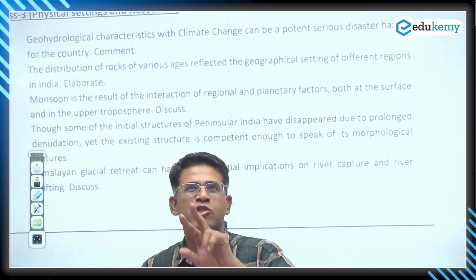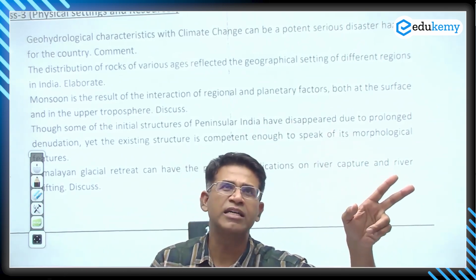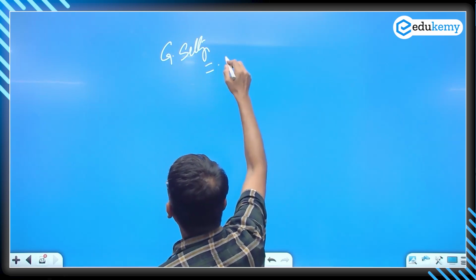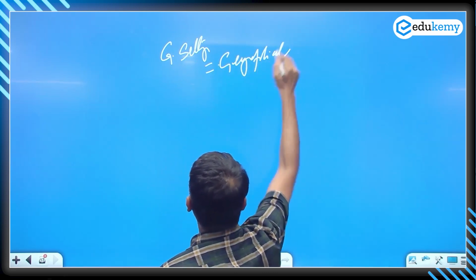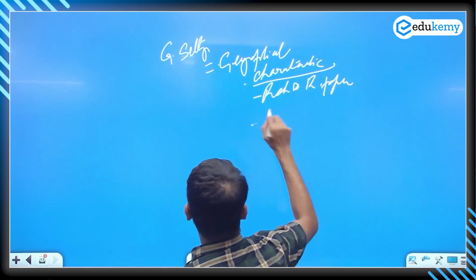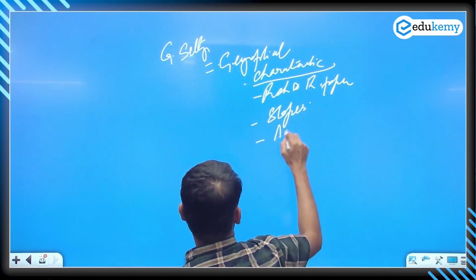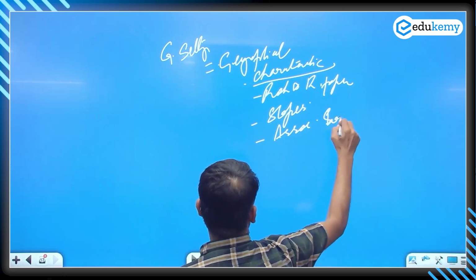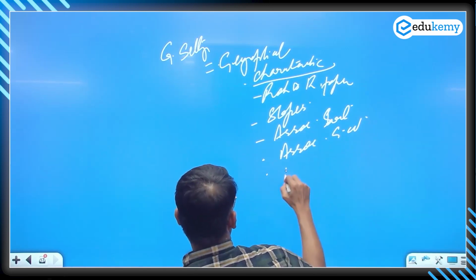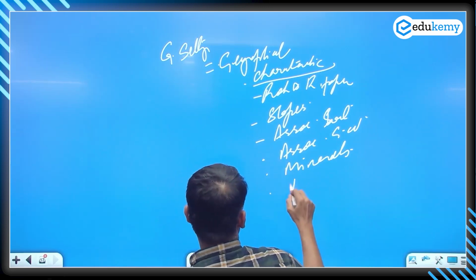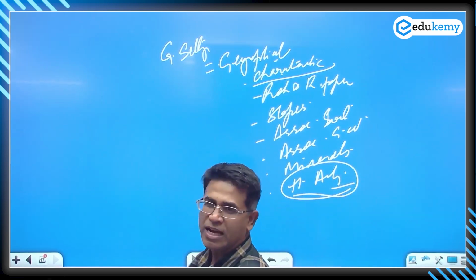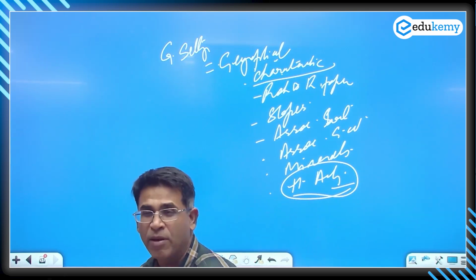ठीक है? Relate the geographical setting of the regions with the types of rocks and their age. यही is the tricky part. So when I say geographical setting, I basically mean the geographical characteristics in terms of rocks and rock property, in terms of slopes, in terms of associated soils, in terms of associated groundwater, in terms of what type of minerals, and because of this, what type of human activities. Geographical features का मतलब है human activities also. कहाँ farming होता है, कहाँ पर mining है, कहाँ पर poor soil है, and therefore what?